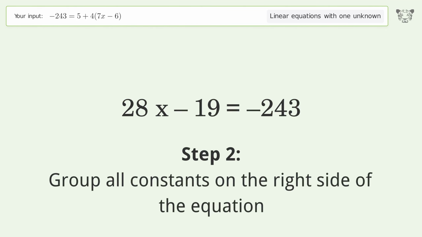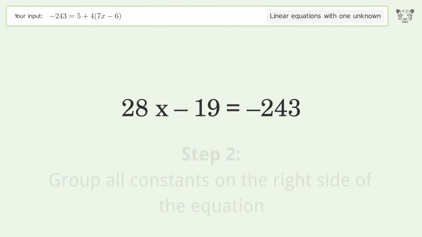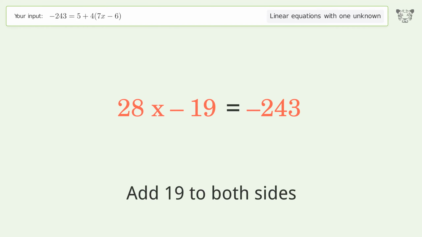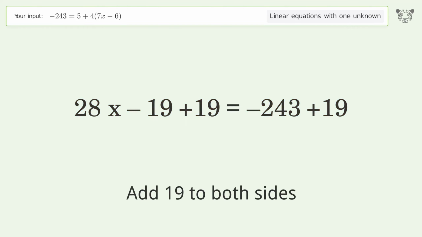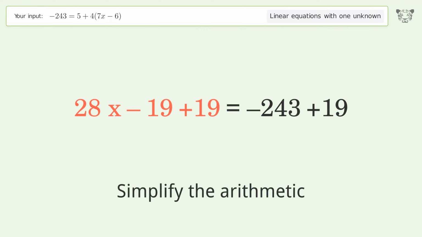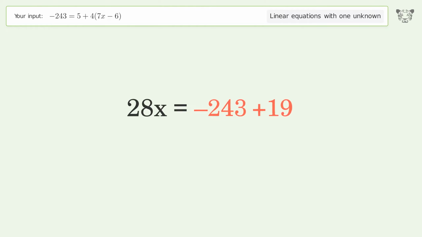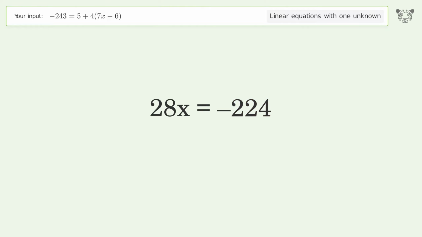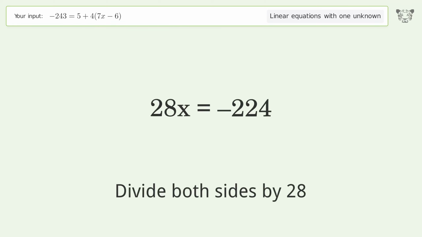Group all constants on the right side of the equation. Add 19 to both sides. Simplify the arithmetic. Isolate the x. Divide both sides by 28.